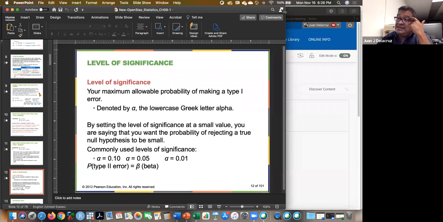Remember that these statements are very important. It can be deadly in many cases if we make the wrong decision. So we want to minimize the margin of error or the allowable error that we can make. That's the reason for this level of significance.